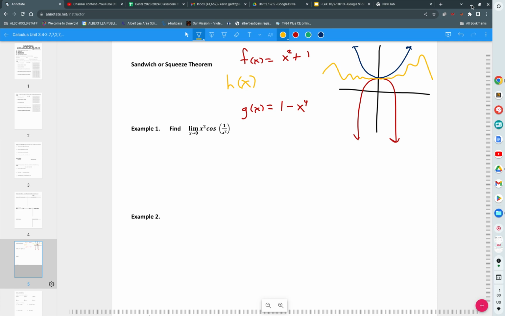The question for us is very simple. What is the limit of h of x as x approaches 0? Does somebody want to guess what the limit of h of x is as x goes to 0? 1. It is 1. How are you so certain?